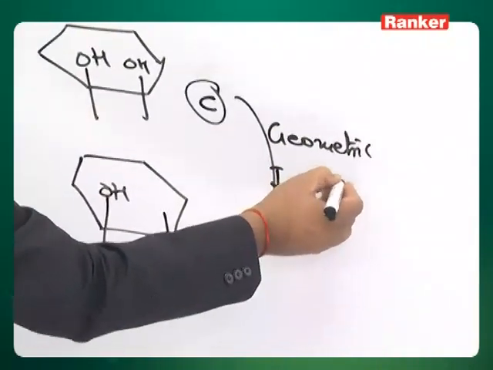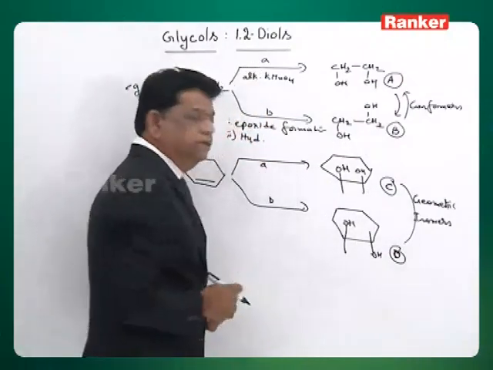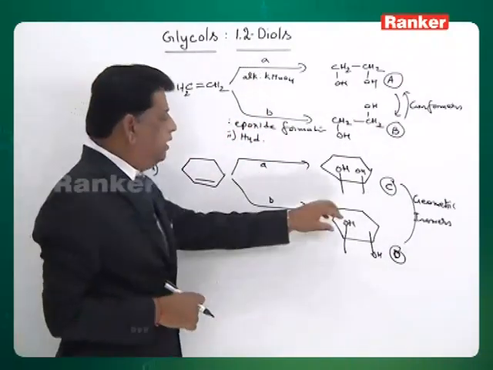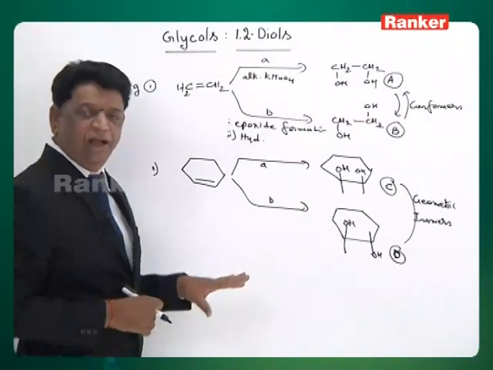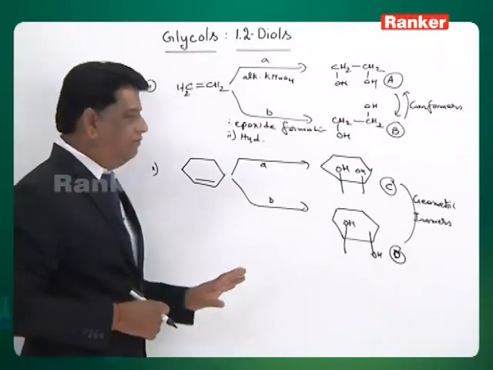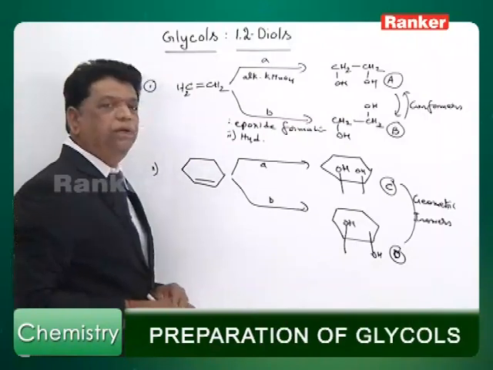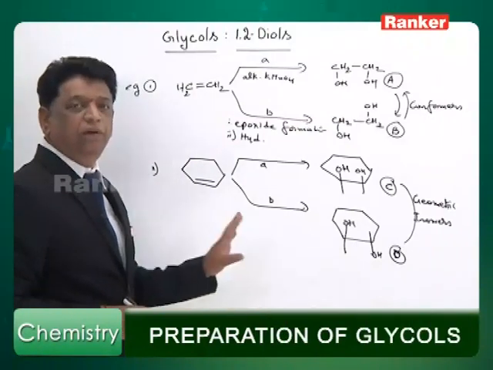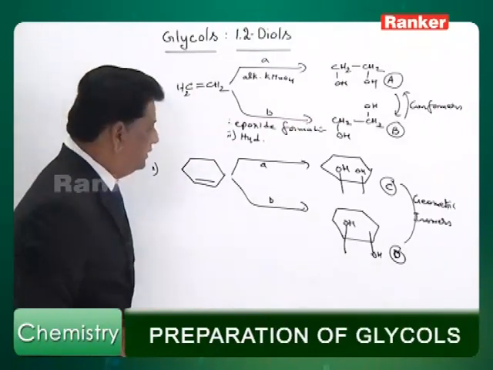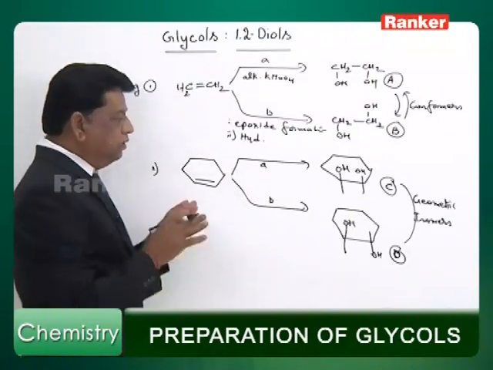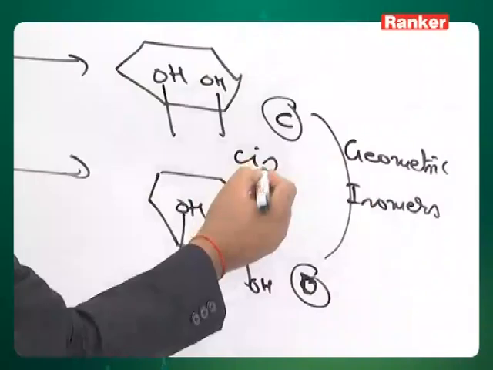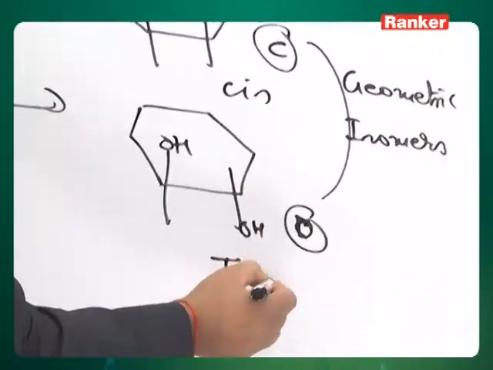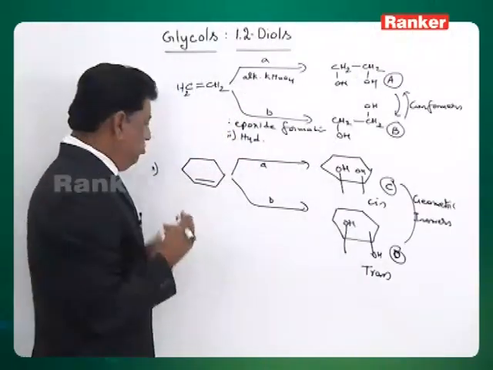They are not interconvertible. They can be converted into the other only by removing the OH and giving the OH from the other side. Unless you break the bond, you can't convert. So you can simply say that they are not convertible at ordinary conditions. Therefore C and D are geometric isomers. One is a cis compound, the other is a trans compound. You can also say they are cis-trans isomers.